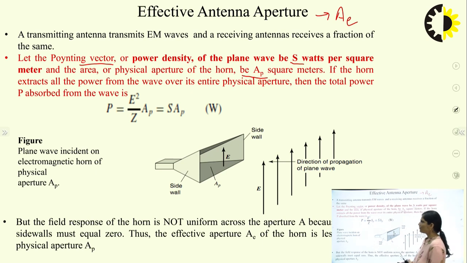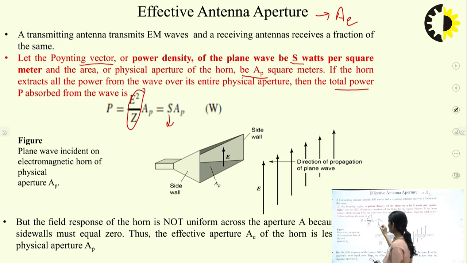If the horn extracts all the power from the wave over its entire physical aperture, then the total power P absorbed from the wave is P = E squared upon Z times AP, and E squared upon Z is equal to S, the power density of the plane wave. So this is the formula for power in terms of aperture area. This is your physical aperture, and this is the power absorbed from the wave: P = E squared upon Z times AP, which is S times AP.